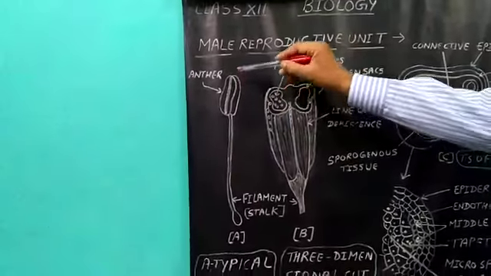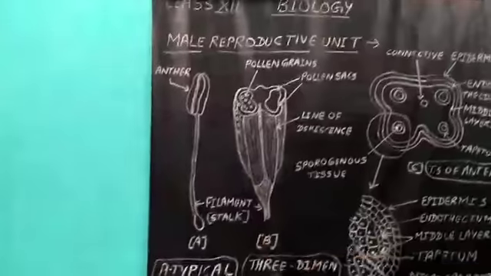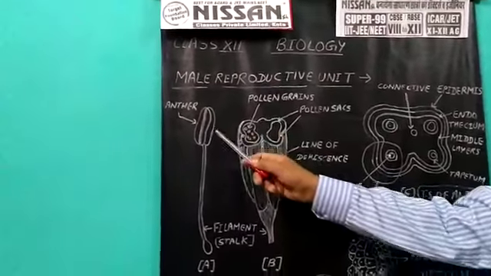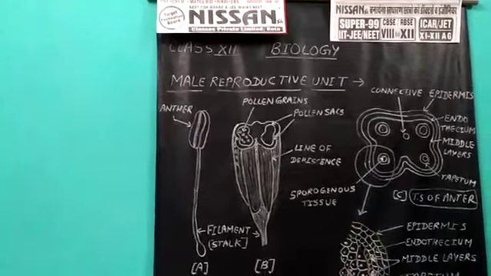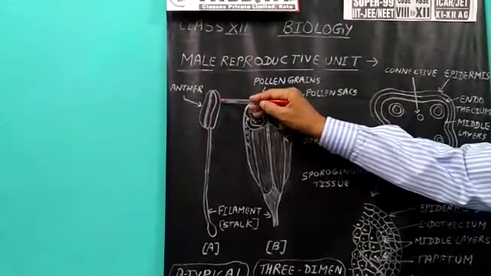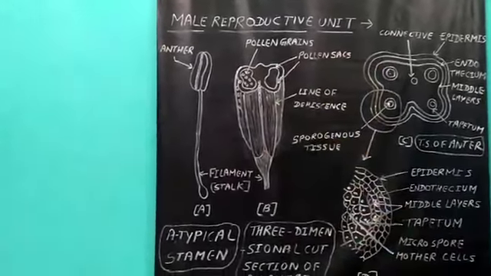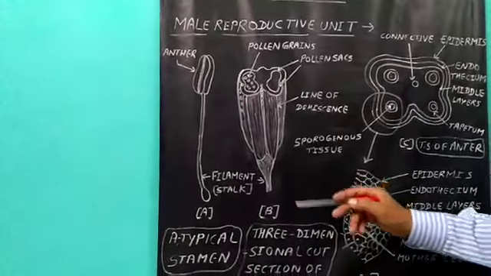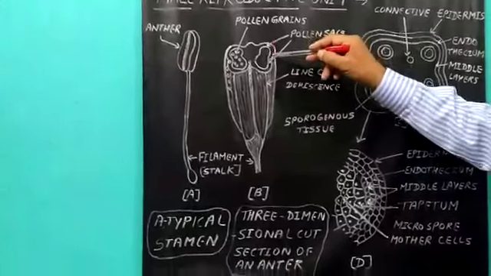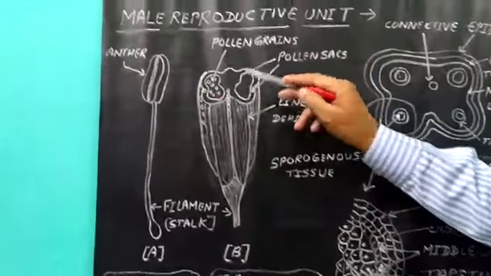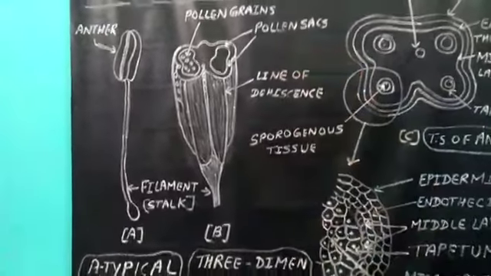This anther is bilobed. It means it is made up of two lobes. These lobes are separated by the septum, which is made up of connective tissue. If we cut a section of the anther and observe it in a microscope, it looks like this structure. In this condition, each lobe has two chambers. So there are four chambers. These chambers are scientifically called microsporangia.